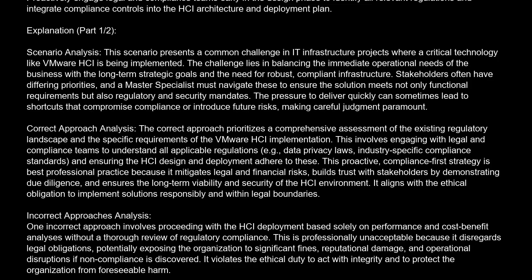The correct answer is A. Proactively engage legal and compliance teams early in the design phase to identify all relevant regulations and integrate compliance controls into the HCI architecture and deployment plan.